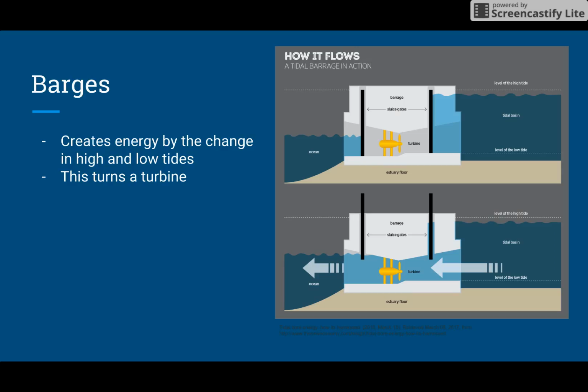So to make the energy, large underwater turbines are placed in areas with high tidal movements, and they are designed to capture the kinetic motion of the ebbing and surging of ocean tides in order to produce electricity. The first type of generator is a barge. It creates energy by the change of the tides. And so there's the picture kind of explaining how it works.